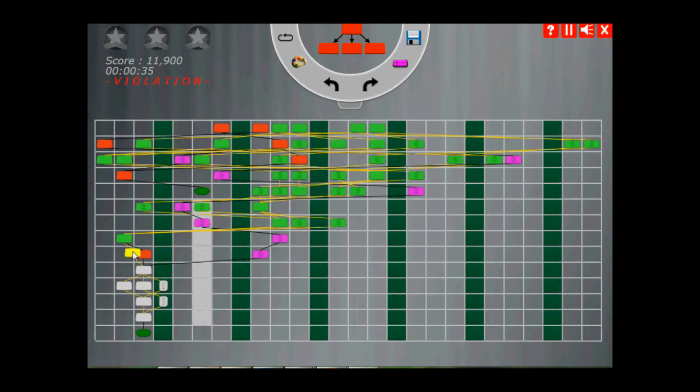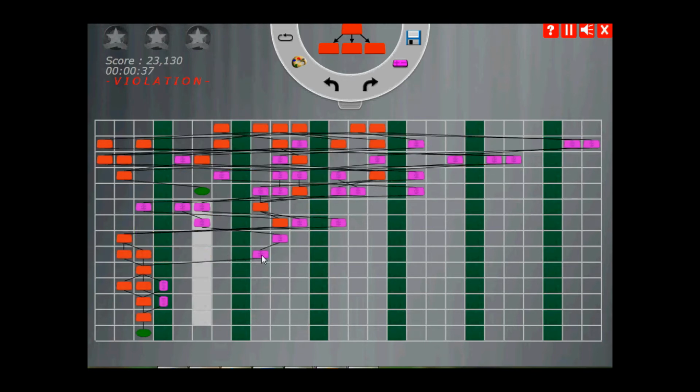One of the constraints in this architecture is the dedicated passgate column. The dedicated passgate columns are the green columns on the graph. I can increase my score by moving the pink blocks into these columns. However, I cannot put any other blocks into them.